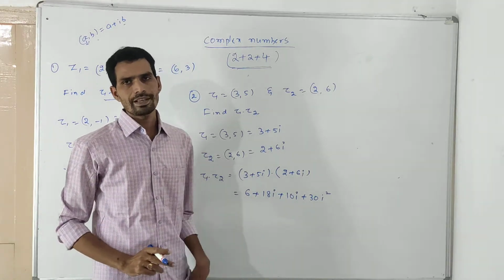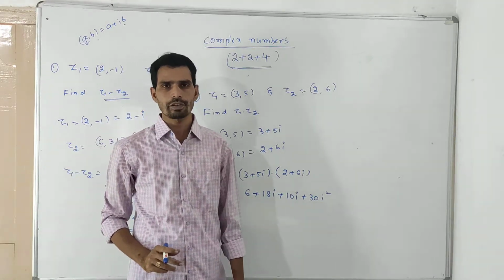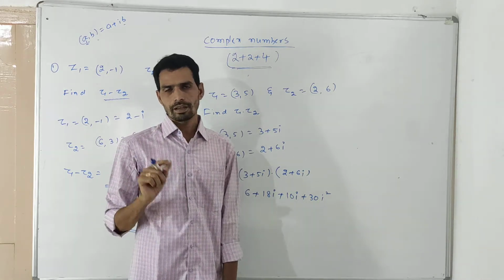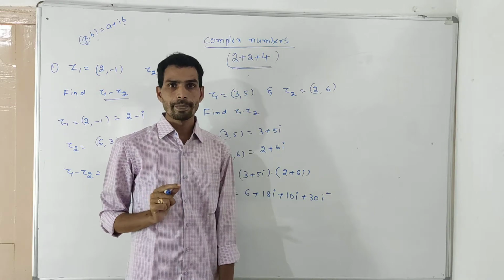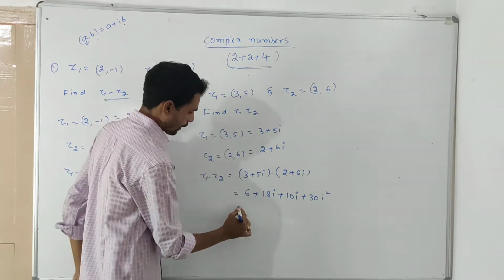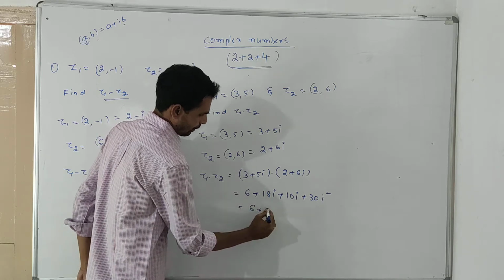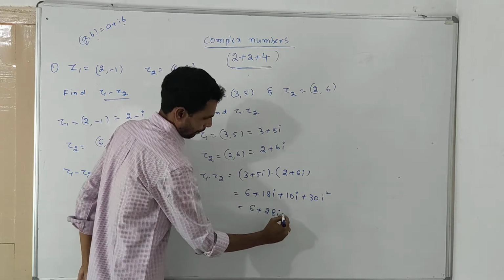Already we know what the i square value is. i square value is -1. Why? Because if z is equal to a plus ib is a complex number, i square is equal to -1. So put i square equal to -1 here: 6 plus 8i plus 10i minus 30.